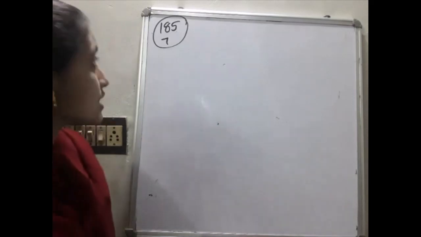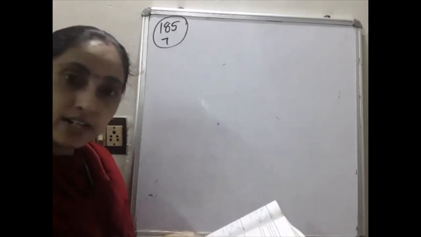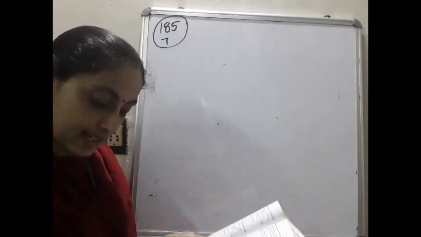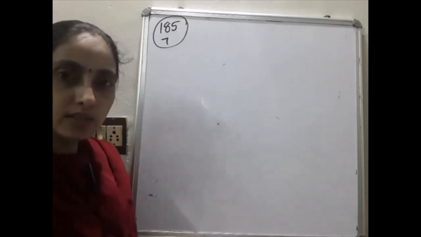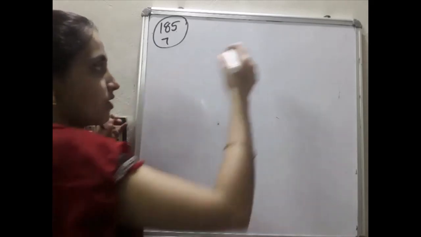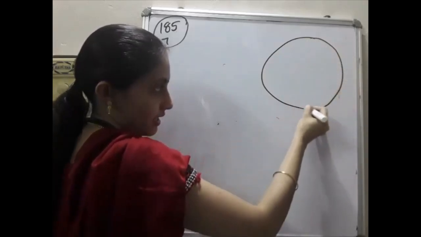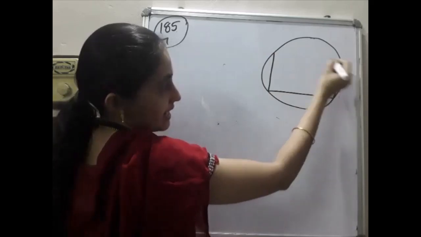Okay, next question is page number 185, 7th question. If the diagonals of a cyclic quadrilateral are diameters of the circle through the vertices of the quadrilateral, prove that it is a rectangle. Simple question, very simple question. Okay, so that is given as a cyclic quadrilateral. So I will draw a circle and I will draw a cyclic quadrilateral. We want to prove it is a rectangle.